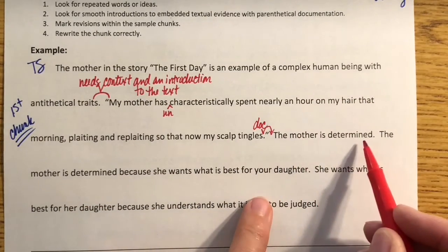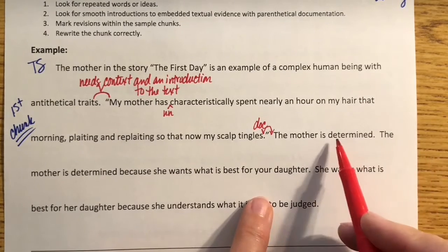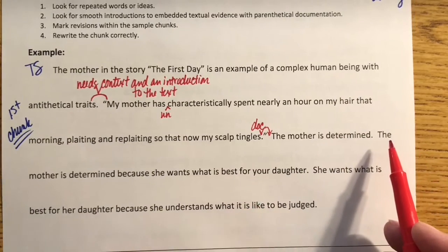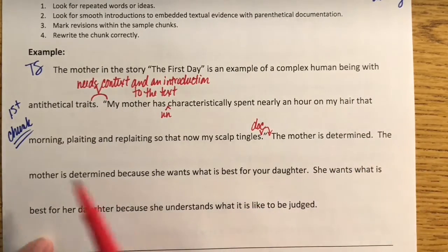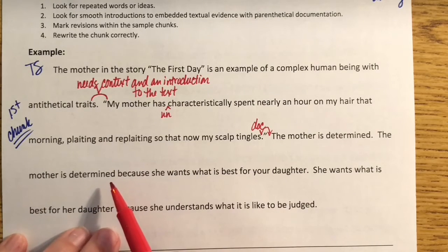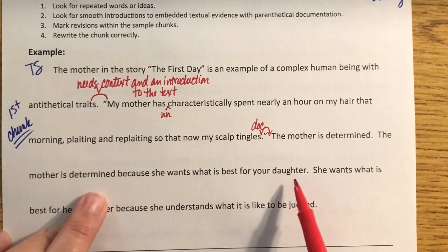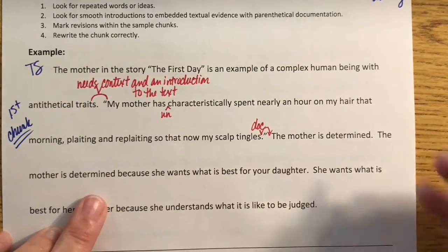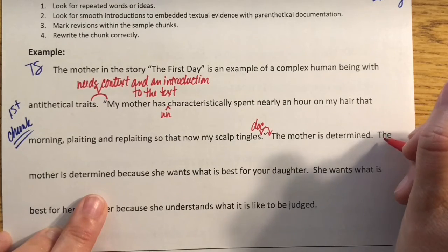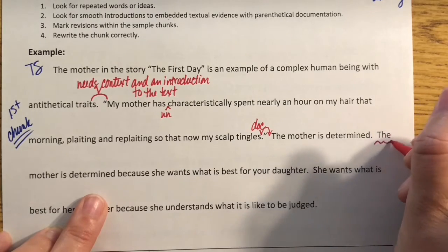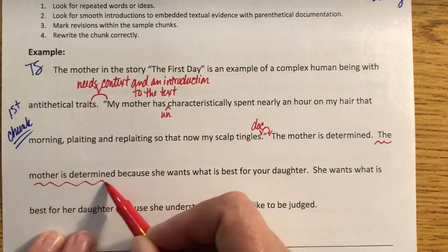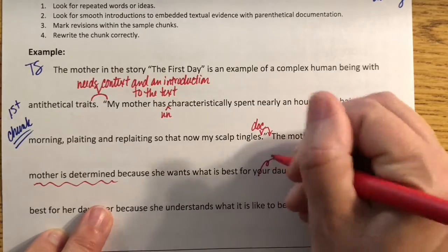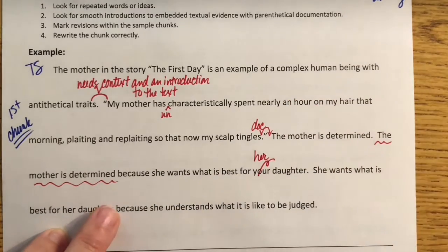The mother is determined. Now that's a good sentence. It's very short, but there's my trait word. And now I need to talk about why. So let's look at the next sentence. The mother is determined because she wants what is best for your daughter. Okay, the mother is determined. I've heard that twice. I don't really want to hear that twice. And so this is all repeated words, okay? Because she wants what is best for her daughter, not your daughter, her daughter.